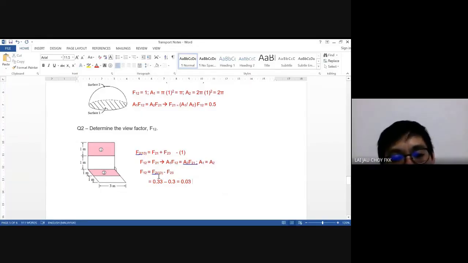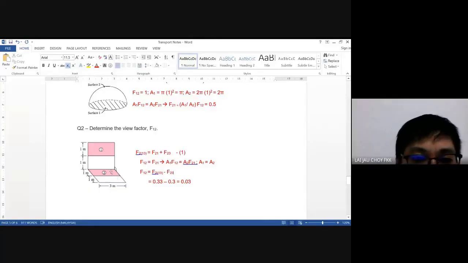Okay, so that's why we say view factor depends on geometry. View factor also depends on how you arrange the two surfaces. It's geometry and also what is that? The factor. Geometry and let me check.